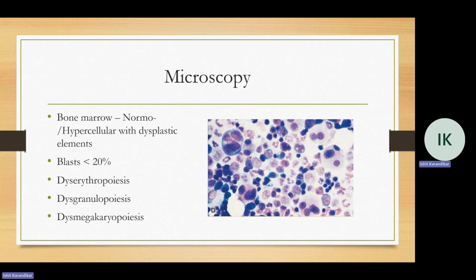You might see weird looking neutrophils, right? They're called pseudo-Pelger-Huet anomalies. So instead of the normal 3-4 nuclear lobes, the neutrophils just have two nuclear lobes. You might also see small ball megakaryocytes. Right, so the main thing is dyserythropoiesis, dysgranulopoiesis, and dysmegakaryopoiesis.